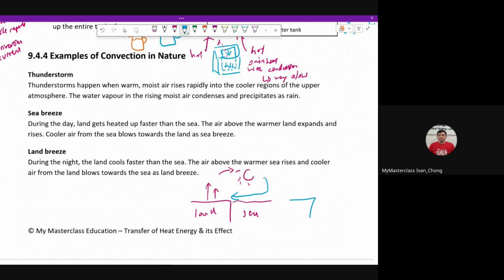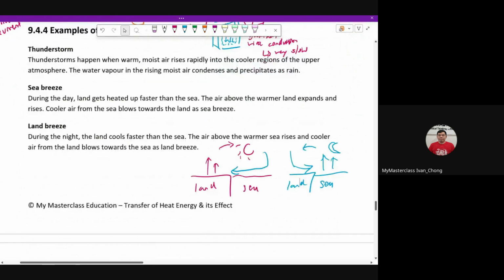But at night, the sea is actually warmer than the land itself. So hot air rises, cold air sinks. You form a convection current, so the wind will be blowing behind your head. So next time, if you go to East Coast Park or wherever, you can check the direction of the wind blowing against your face. So you know whether the land is hotter, or you can check if the sea is hotter, because of the direction of the wind blowing towards your face. Okay?